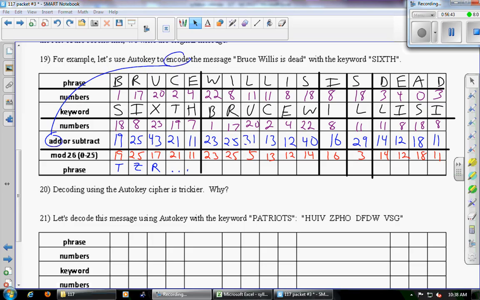We change into numbers. Are we adding or subtracting here? We are adding. So see if you can finish the rest of this. Take your time. Be very detail-oriented. In this case, we add. And check with your neighbors. Okay, any questions about this process?